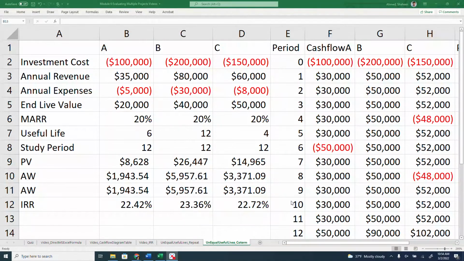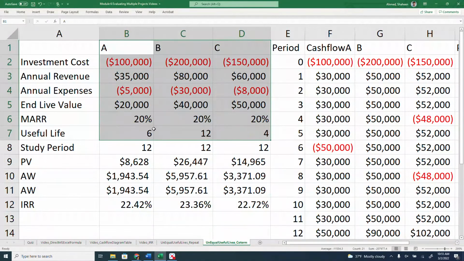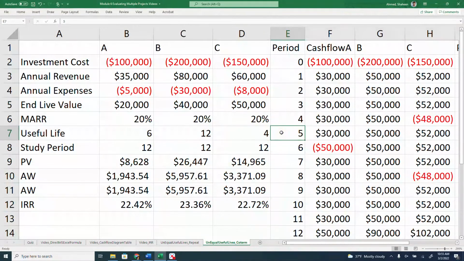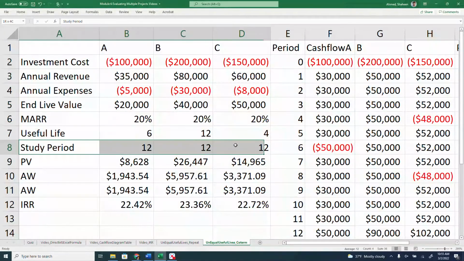Comparing and evaluating multiple projects whose useful lives are not exactly the same. In this case, we are comparing these three projects. The useful life for A is 6 years, B 12 years, and C 4 years. We have shown in the earlier video how to compare these, assuming these projects will repeat up to a common study period, which is 12 years. You can check that video.